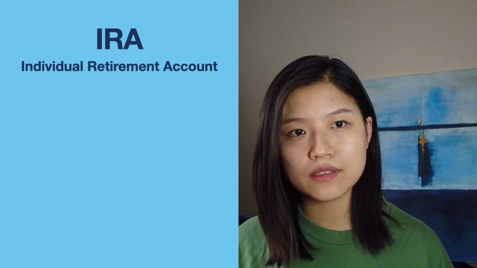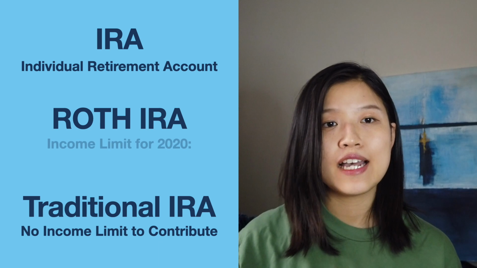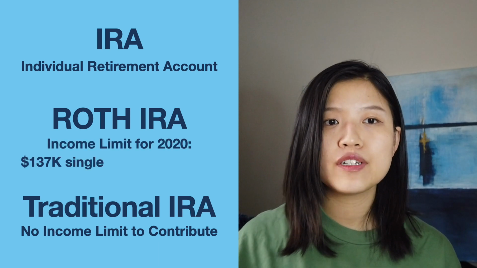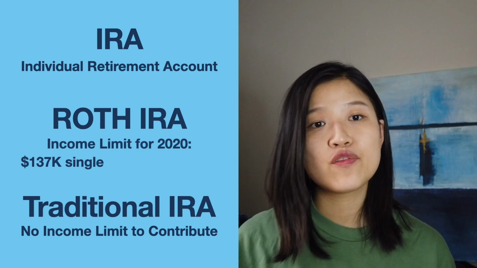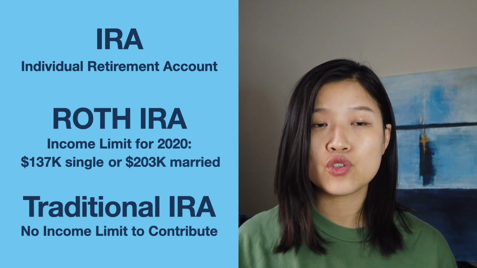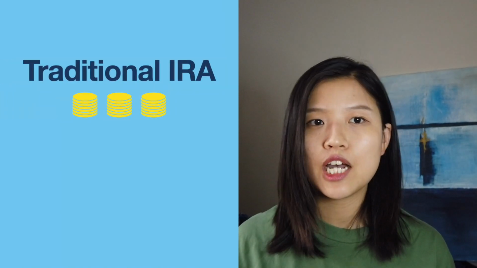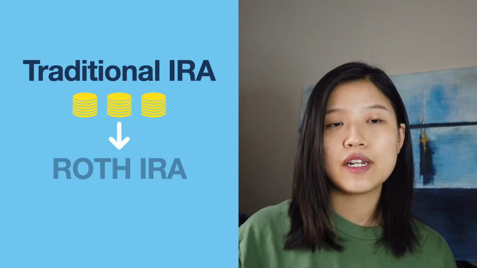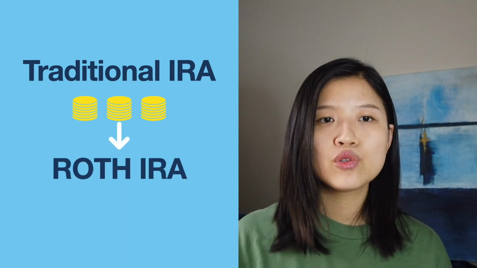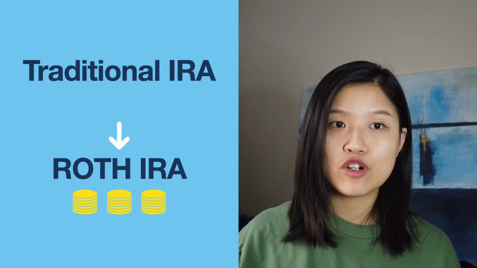So IRA stands for Individual Retirement Account. And the Roth IRA, unlike the traditional IRA, has an income limit of $137,000 per year if you're single or $206,000 if you're married and filing jointly. So the trick here is to first contribute to a traditional IRA which doesn't have an income limit, and then convert money from your traditional IRA to a Roth IRA, hence the Backdoor Roth conversion method.